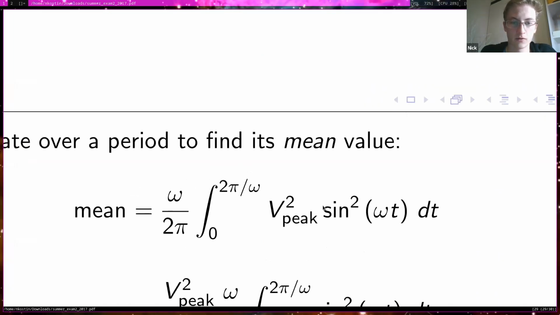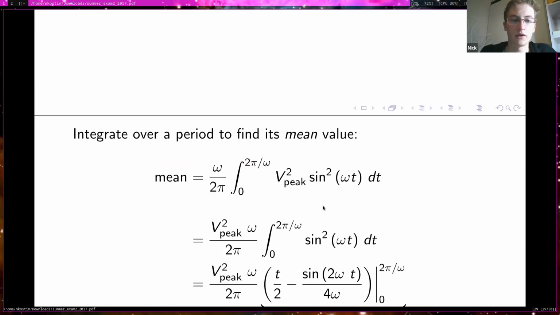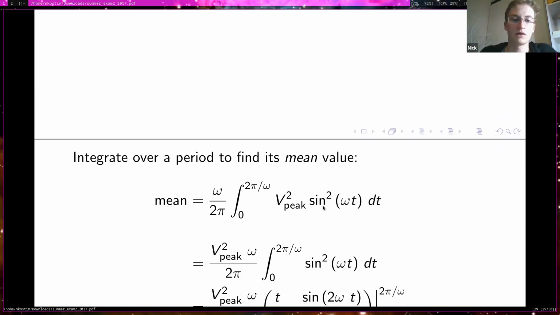That's from Calc 1 or Calc 2, I can't remember. But yeah, average value. I take some function that I want the average value of, and I integrate it over its period. So its period is 2 pi over omega. So that's what I'm integrating over, and then I have to divide by the length of the period, which is 2 pi over omega. So if I'm dividing by that length, I'm essentially multiplying by omega over 2 pi.